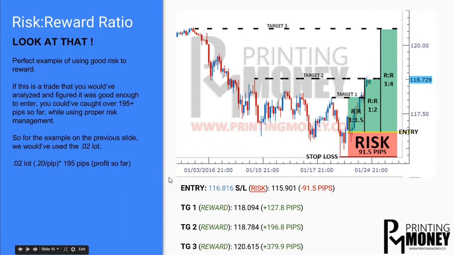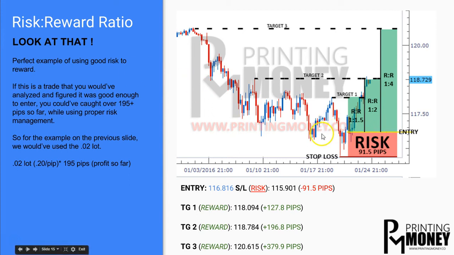Price will not tell you a lie. And here is the chart progress. Look at that. Perfect example of using good risk to reward. And if this is a trade that you would have analyzed and figured it was good enough to enter, you could have caught over 195 plus pips so far while using proper risk management.